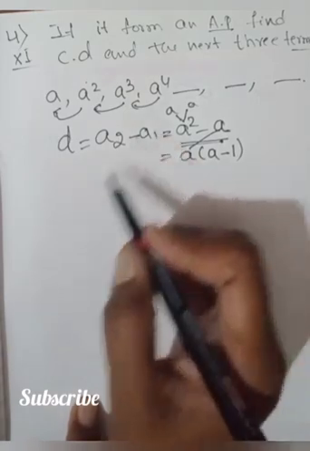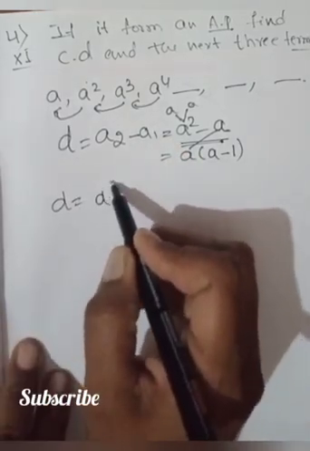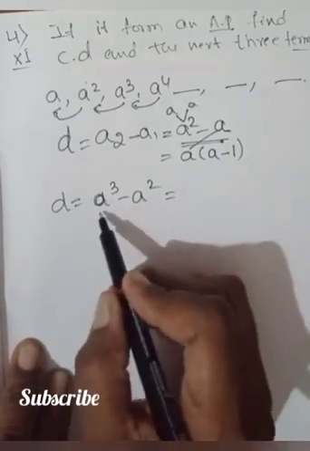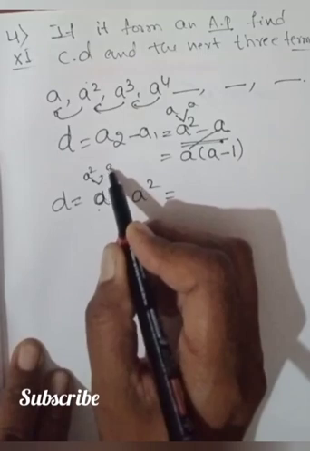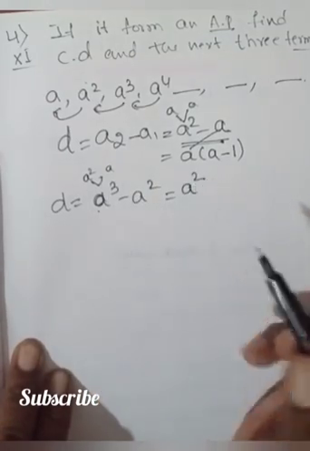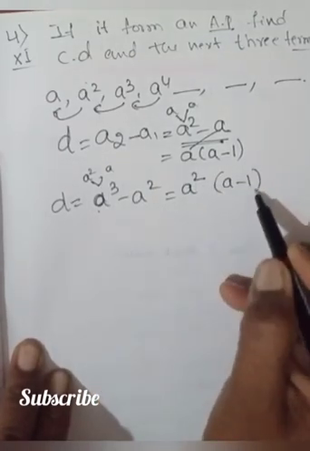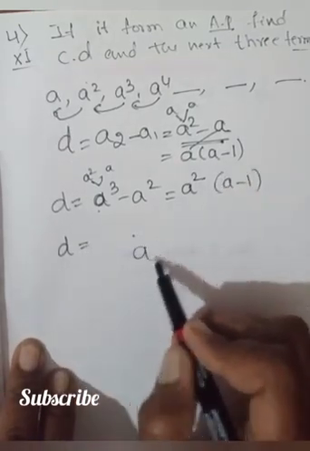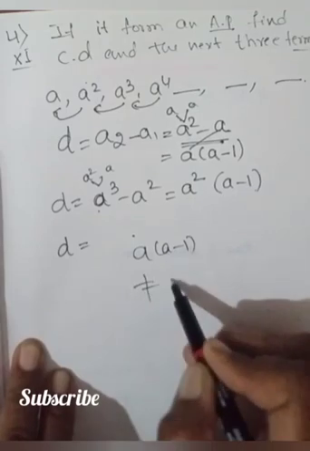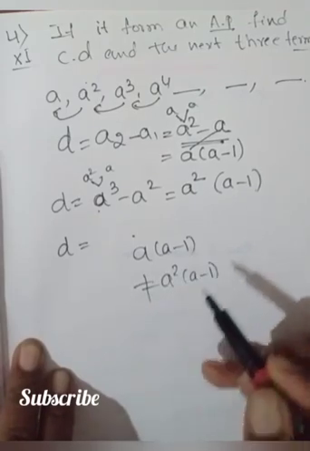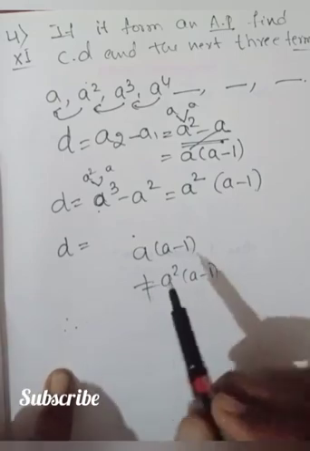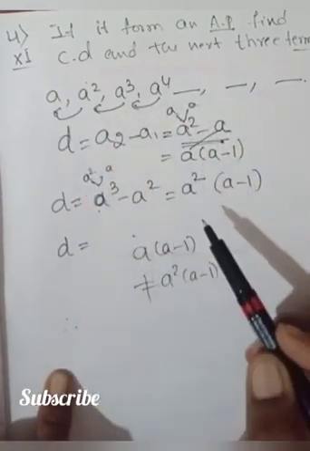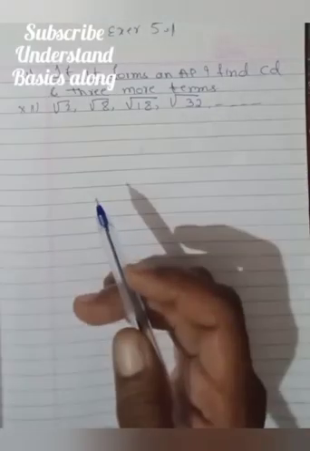Okay, next difference is what? A cube minus a square. See here, a cube means it has a square and also a. Here I can take a square outside, a minus 1. Next difference, it is not necessary to find that one, because a into bracket a minus 1 is not equal to a square into a minus 1. Therefore, the common difference is not the same. Therefore, the given series is not an AP. Okay, this is what you are going to write.